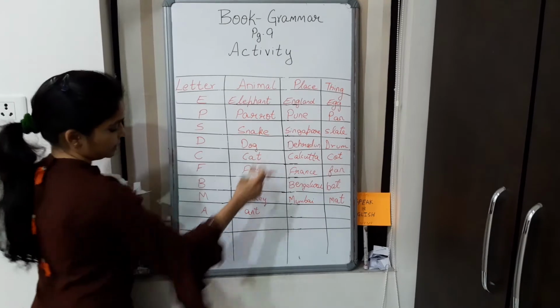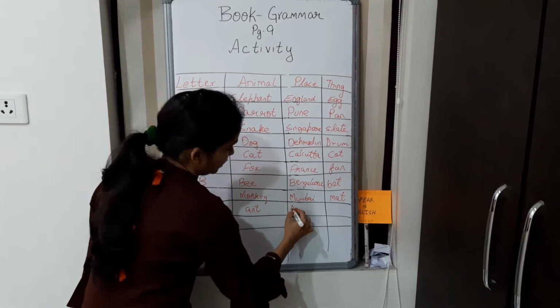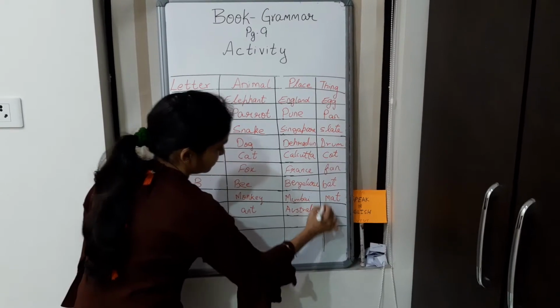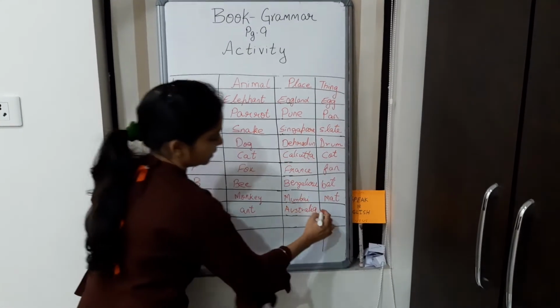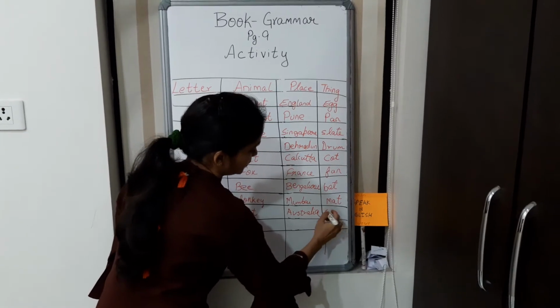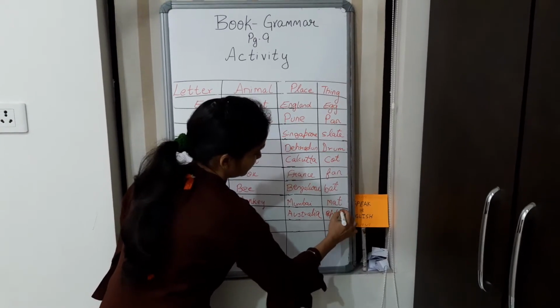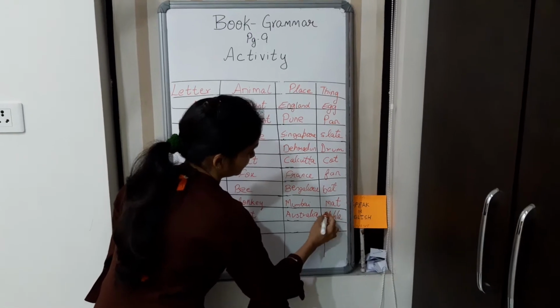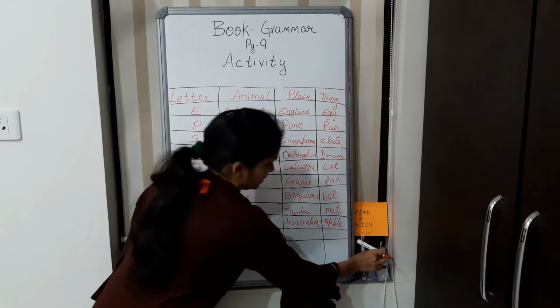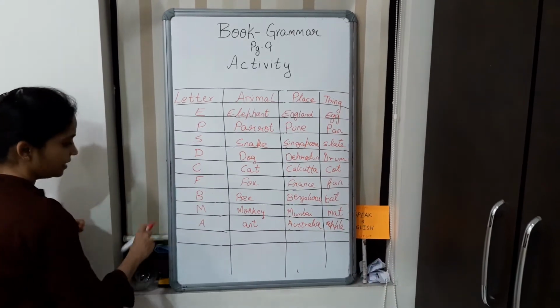A, place, Australia. A, thing, apple. A will be small, apple. And here goes your last.